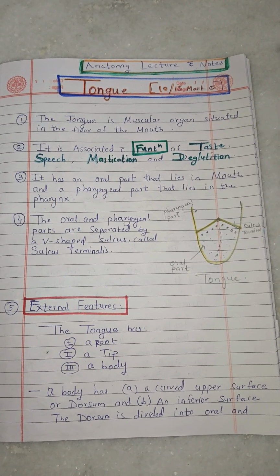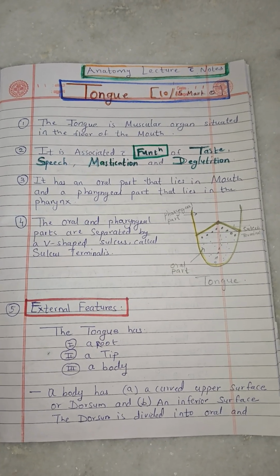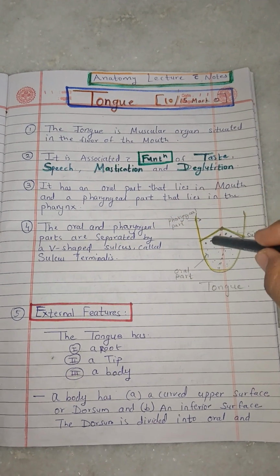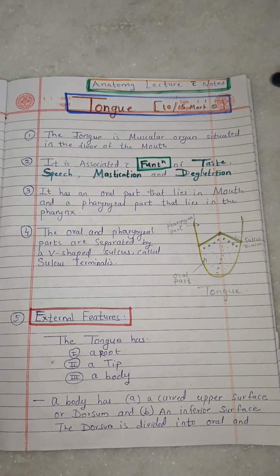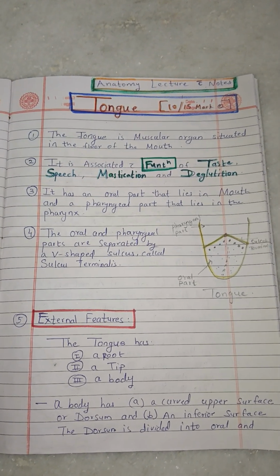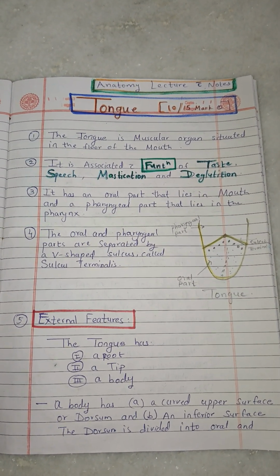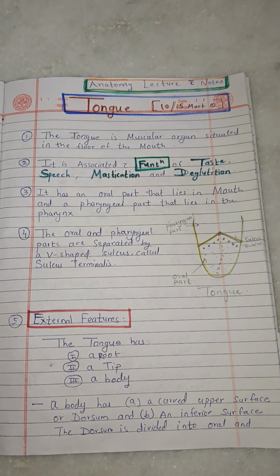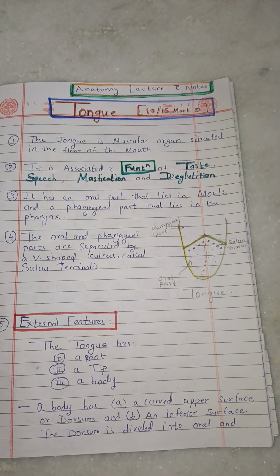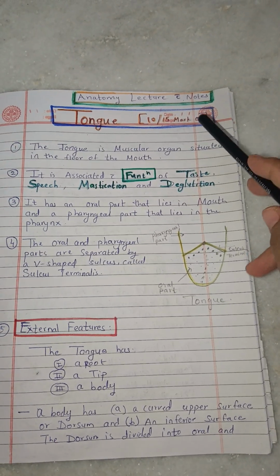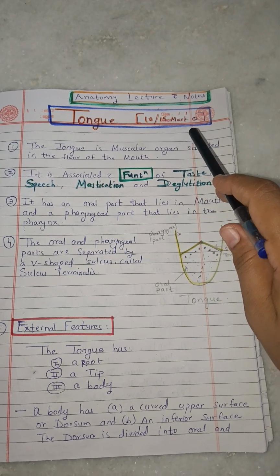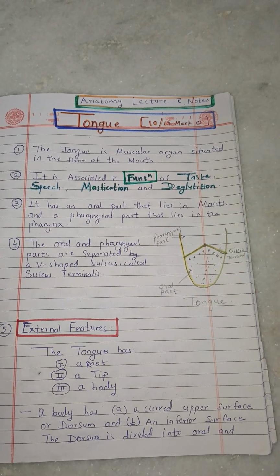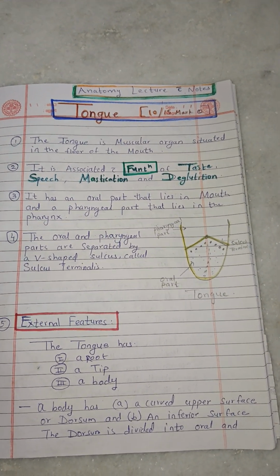Friends, today we are going to learn one important topic from anatomy, which is the tongue. This lecture is very important because anatomy is included in all the medical courses, whether BHMS, BDS, BAMS or MBBS. This lecture is with notes. Let's start with the topic. It can be asked in your exam for 10 marks or 15 marks, and sometimes as 5 marks short notes also.